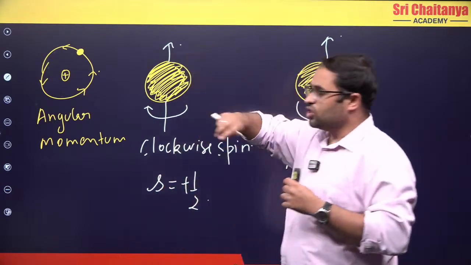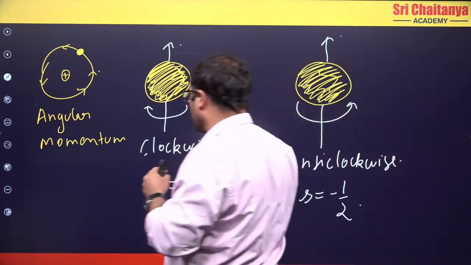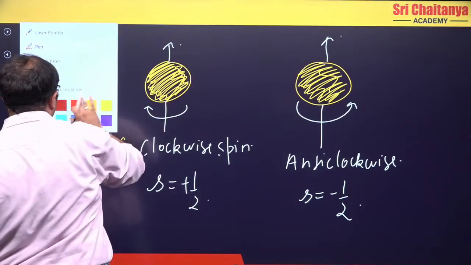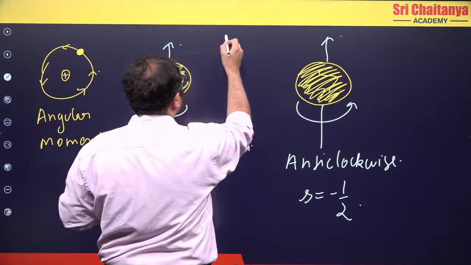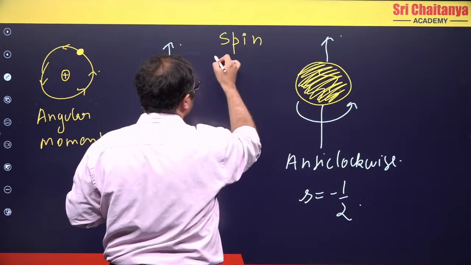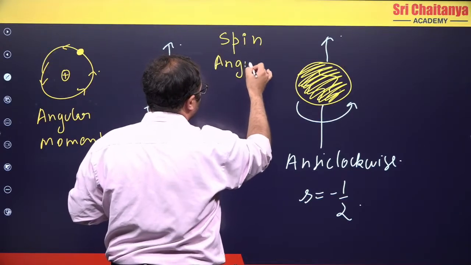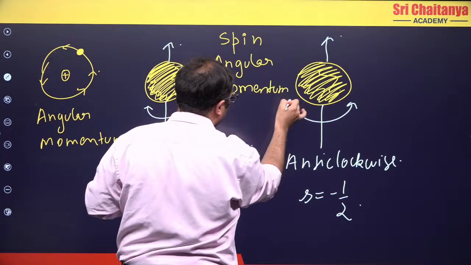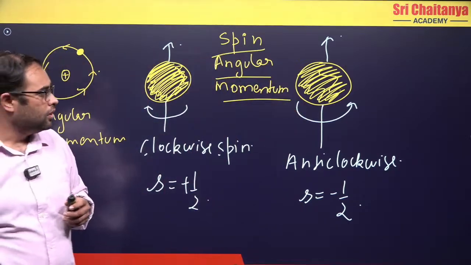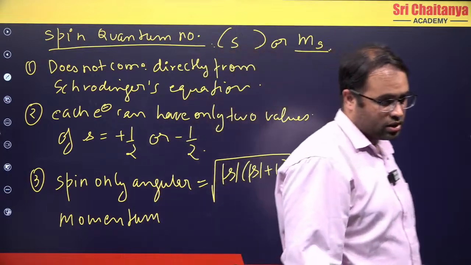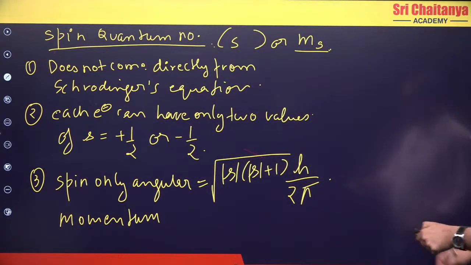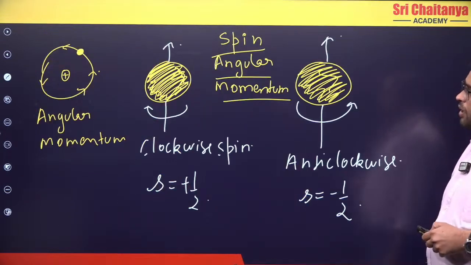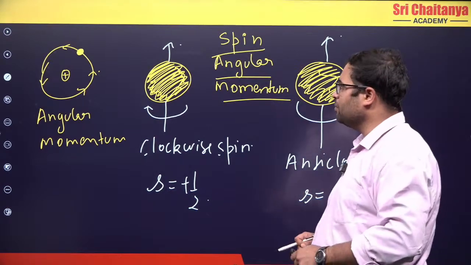And due to the charge spinning on the axis, what will it also have now? It will have spin angular momentum, right? Which I already told is given by this particular formula, right? So these are the quantum numbers. Now let me give you a feel of these quantum numbers, right?